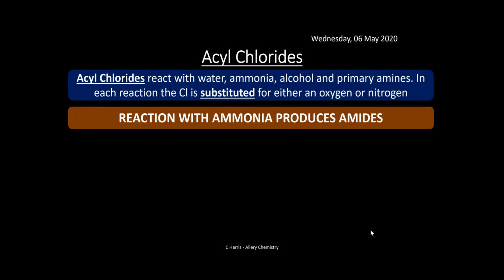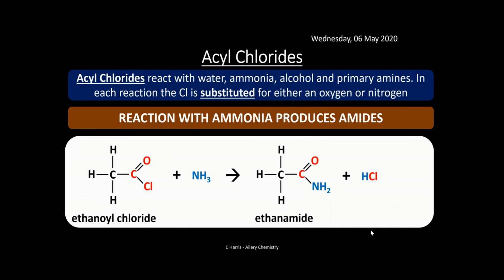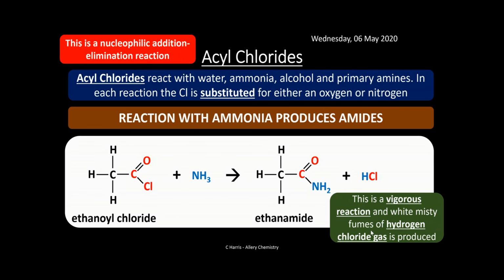Okay, so the reaction with ammonia produces amides. So let's have a look. There's our acid chloride and there's our ammonia. So we've got ethanoyl chloride again, same chemical. And here's our amide. So we're producing ethanamide here. Vigorous reaction again, hydrogen chloride gas is produced, so it must be done in the fume cupboard.